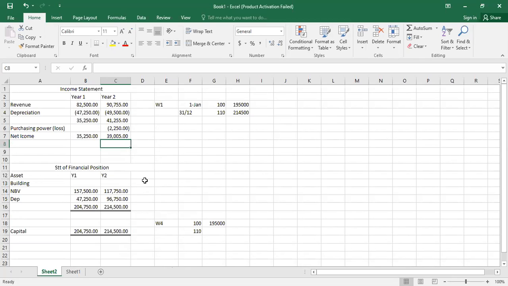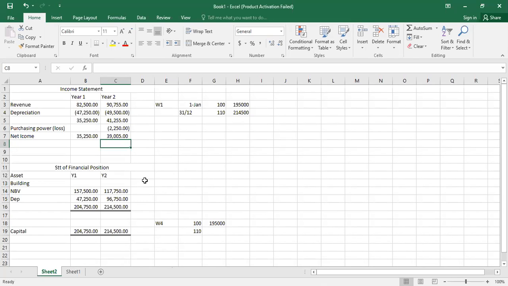In other words, we are saying that the purchasing power gains and losses arise as a result of holding non-monetary assets or liabilities during the period. We've seen, because of the cash that we had held, and it has been marginally absorbed by the depreciation for that year, we've had a purchasing power loss of 2,250.